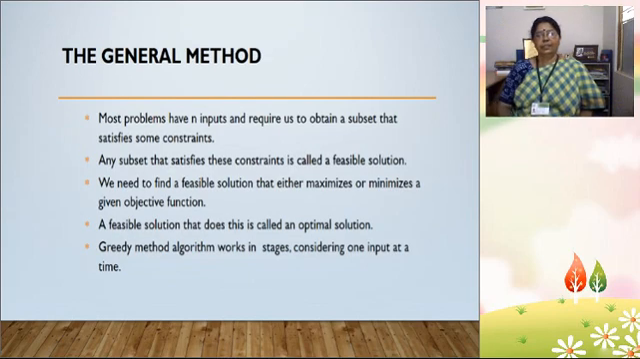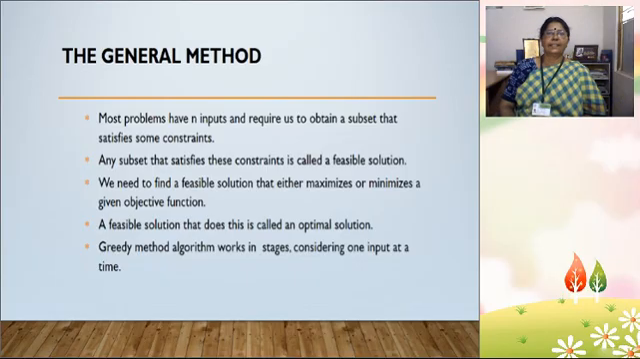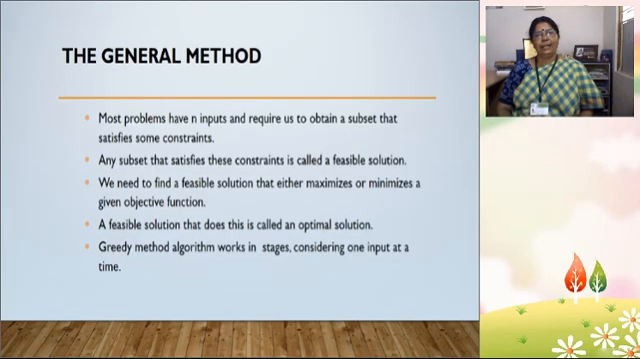Now, the general method of greedy strategy. Normally we'll have to solve problems with n inputs, and we may be required to obtain a subset that satisfies some constraints. Any subset that satisfies these constraints is called a feasible solution. Now we need to find a feasible solution that either maximizes or minimizes the given objective function.